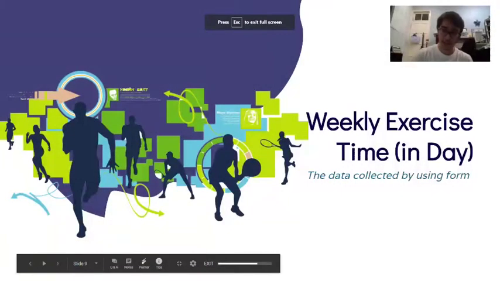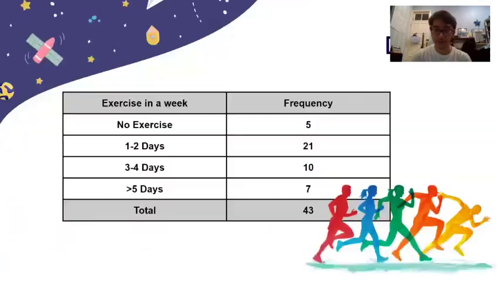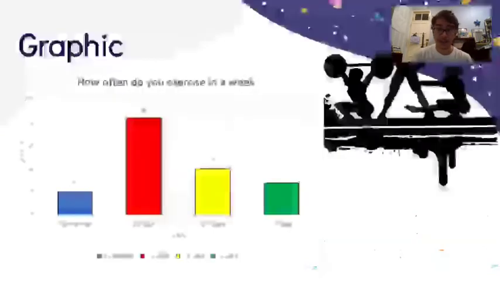So next is weekly exercise time in days, with the data collected by using the form. Based on the data, the total respondents are 43. We can see that for exercise in a week, no exercise has a total frequency of 5. 1 to 2 days, the total frequency is 21. 3 to 4 days, the total frequency is 10. And finally, more than 5 days, the total frequency is 7.